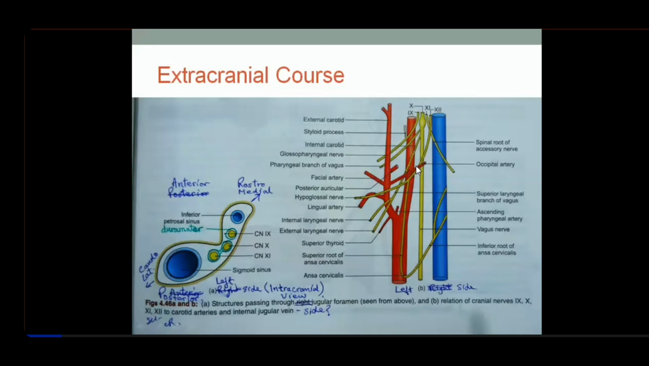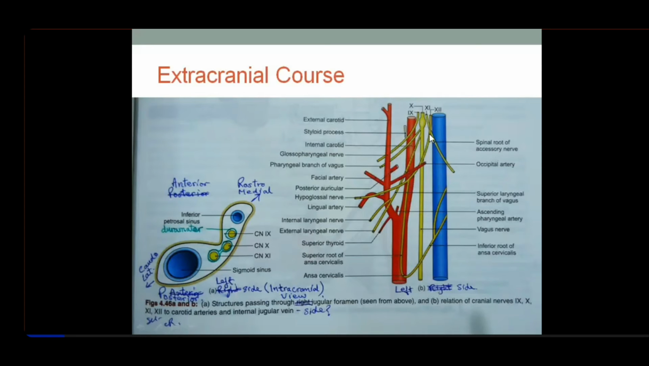And further down here when it reaches this portion, it is deep to the styloid process. You can see here is the styloid process, and here will be the parotid gland on the outside, and there will be the posterior belly of digastric. So all these structures are covering this neurovascular complex from outside. From outside there will be the parotid, posterior belly of digastric, styloid apparatus. All this will be covering the upper portion of these contents.